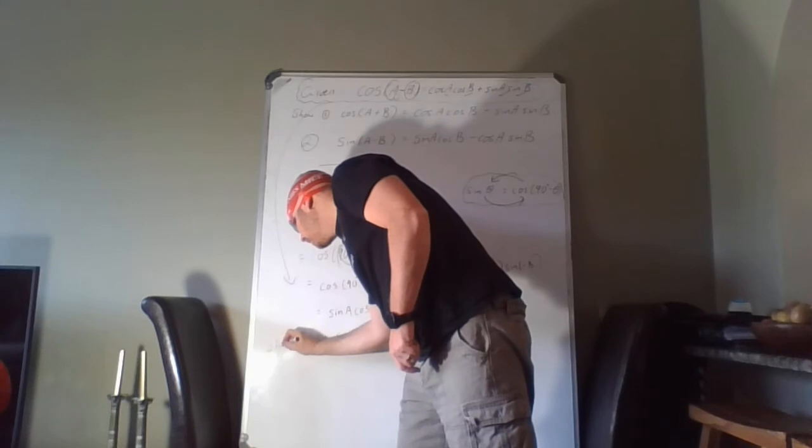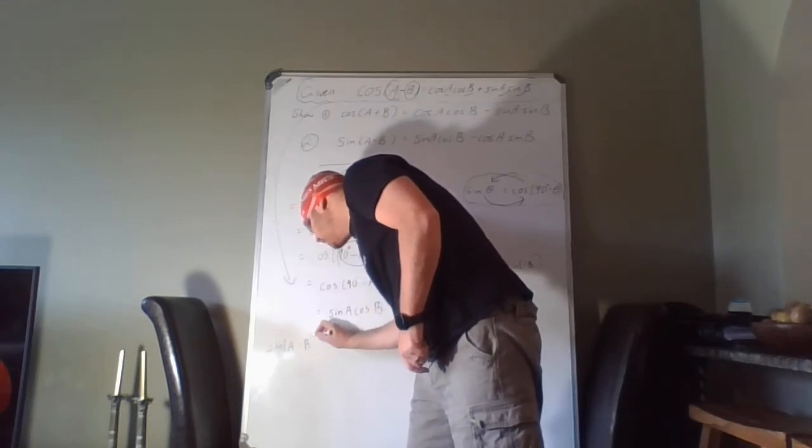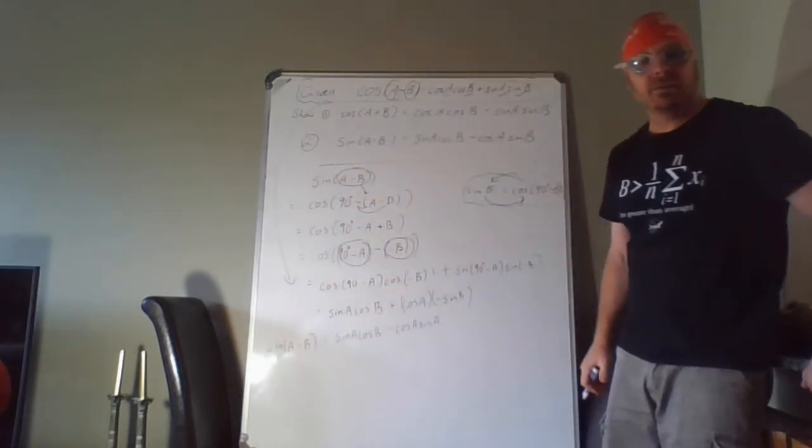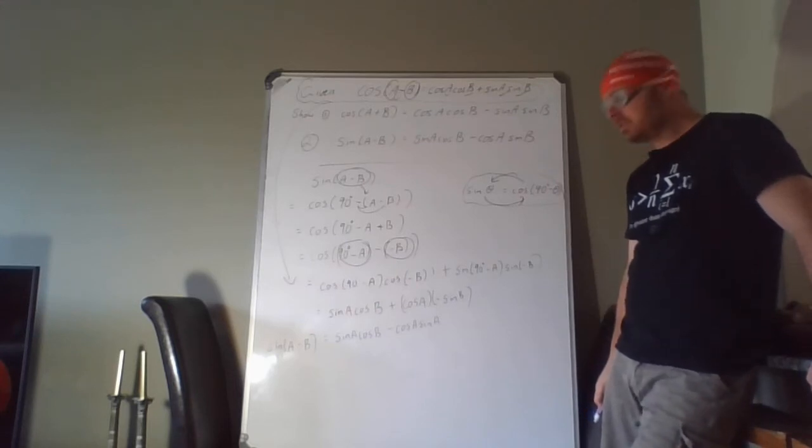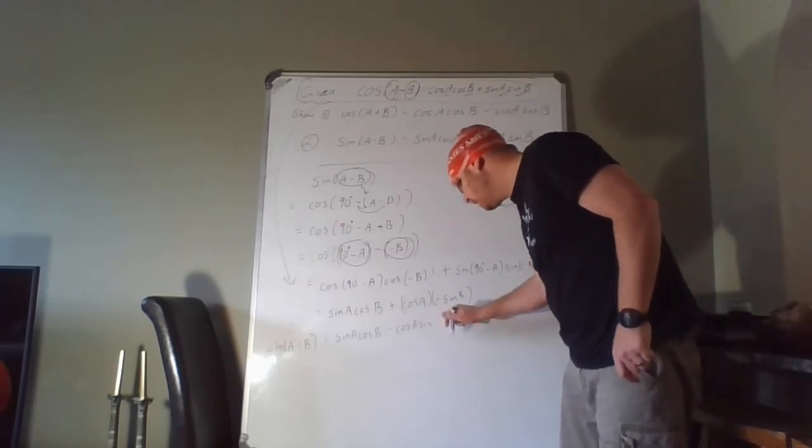So I've shown that sine of A minus B is equal to sine A cos B minus cos A sine B.